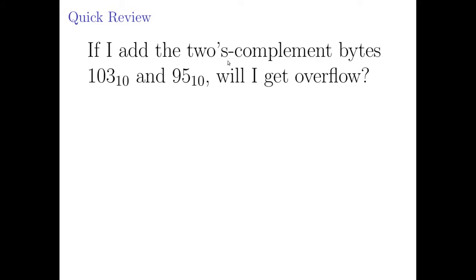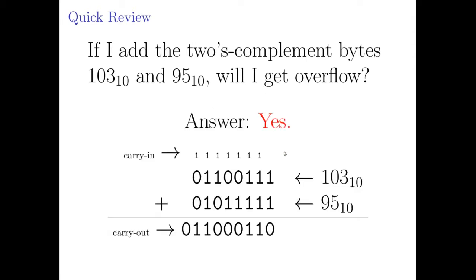Now, what if they're 2's complement? I'm going to take 103 and 95, both of which fit in our 2's complement 8-bit scheme, right? Because we can go all the way from negative 128 up to positive 127. Therefore, these addends are both in range. But will I get overflow if I do this? And the answer is yes. And here's why. If I take 103 and 95, express them, then what I do is I add.